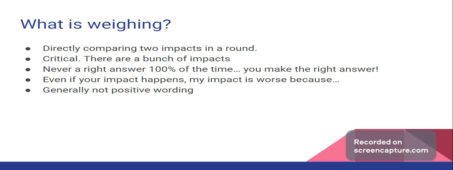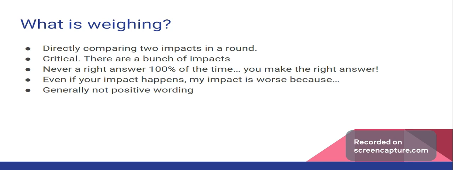Of course, as with everything in debate, there's no right answer as to which impact is more important. We have a whole bunch of different ways that you can argue that yours is, though. You make your impact the right answer. That's what weighing truly is about.